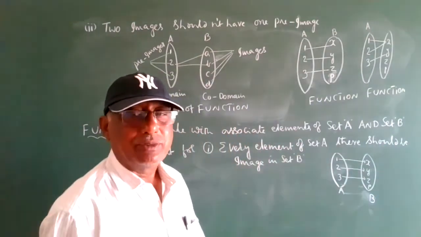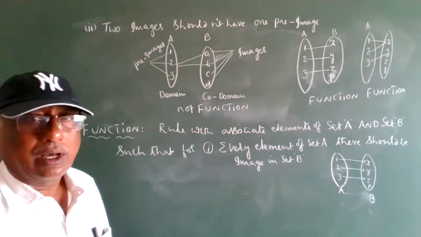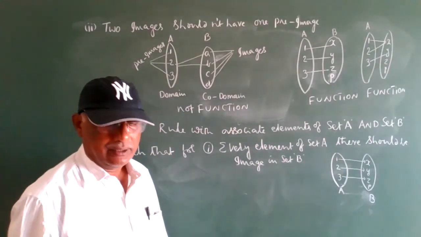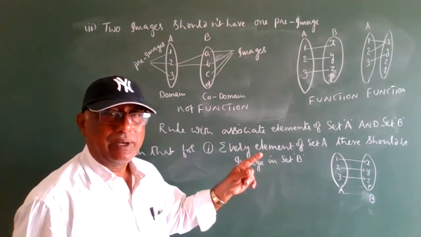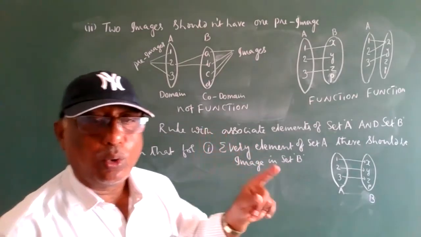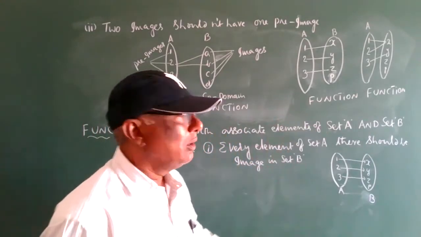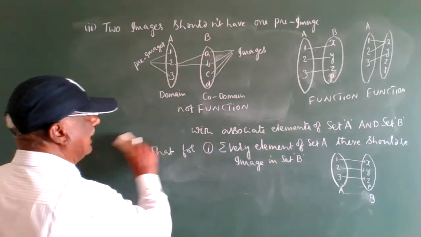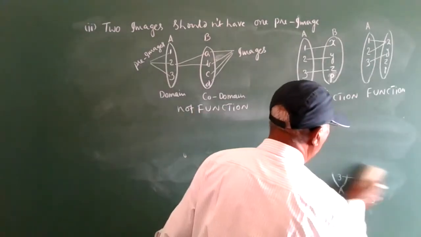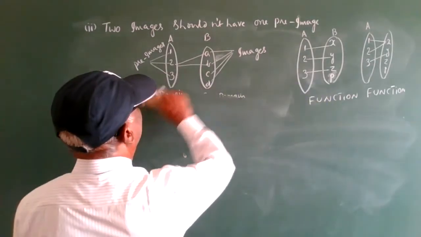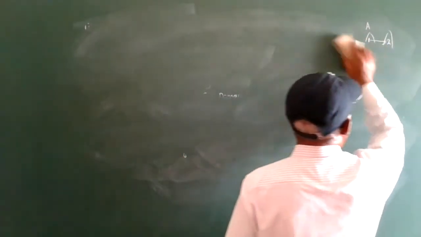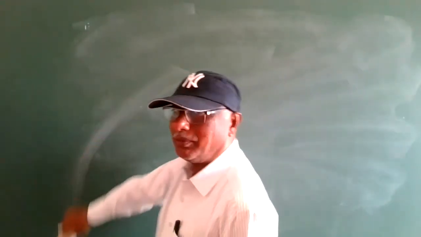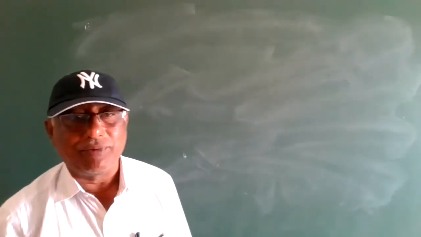So everyone observe. The first point is completed: domain, codomain and range. The function is clear now. Two points should be remembered, and the examples also should be remembered. You should understand the function.